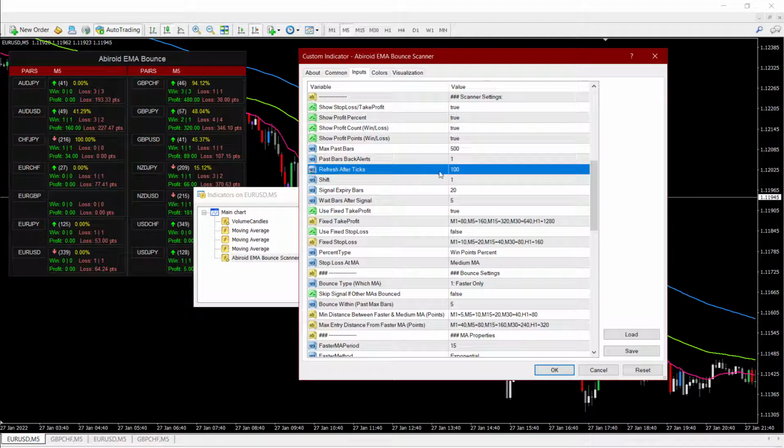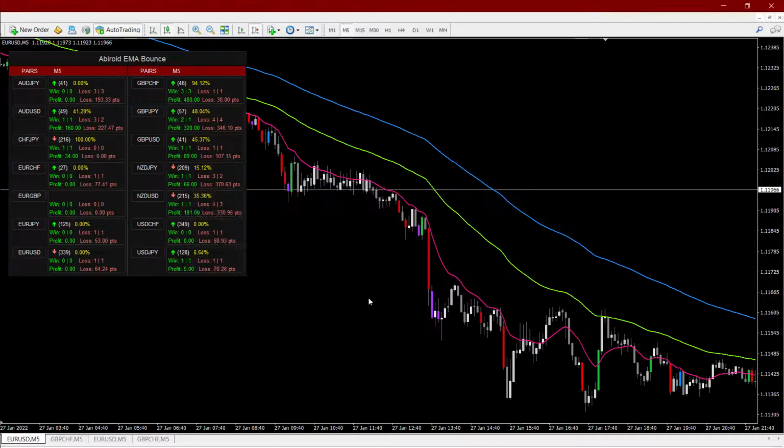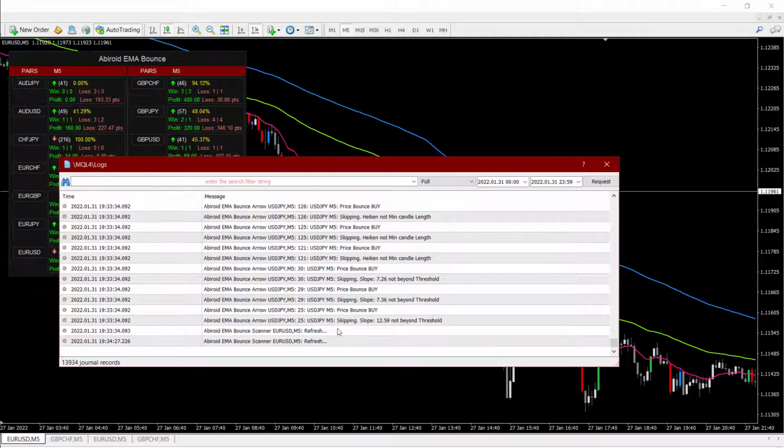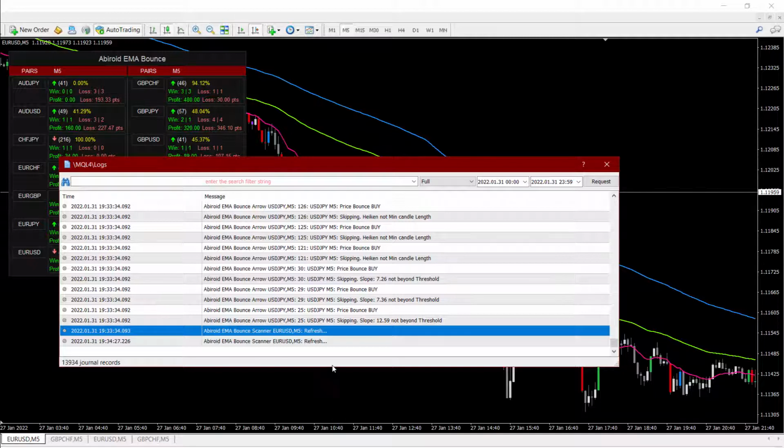Next, we have this refresh after ticks. By default, the scanner will refresh every new bar. So if we have M5 and we are using M5, then it will refresh every 5 minutes. But if I have this refresh after ticks, in that case, the scanner will refresh every 100 ticks. And you can always see the detailed journal logs in the experts tab, and you will get a refresh. Let me show you. You will get this refresh every time the scanner refreshes these values.